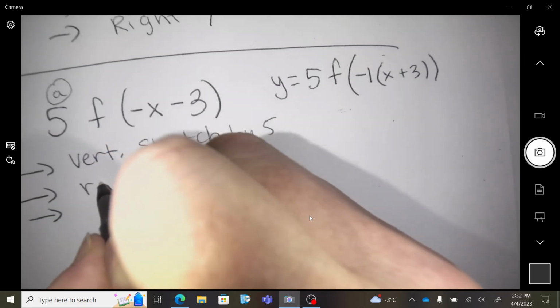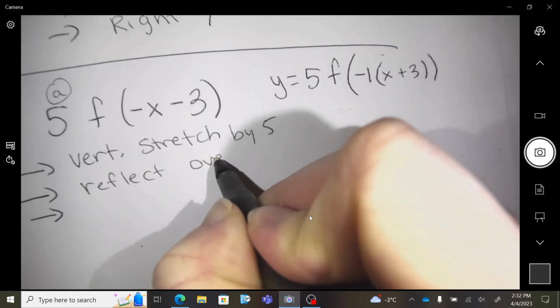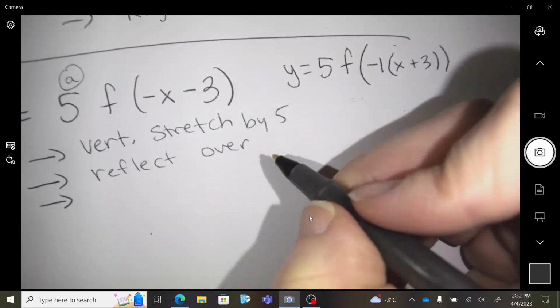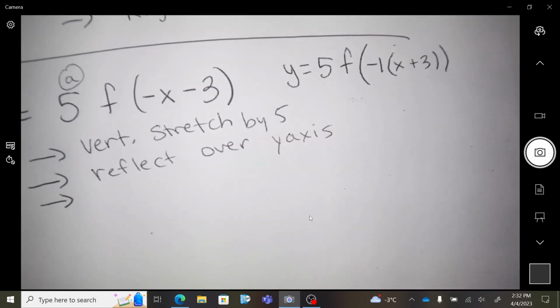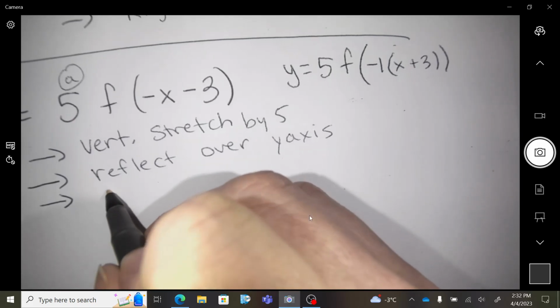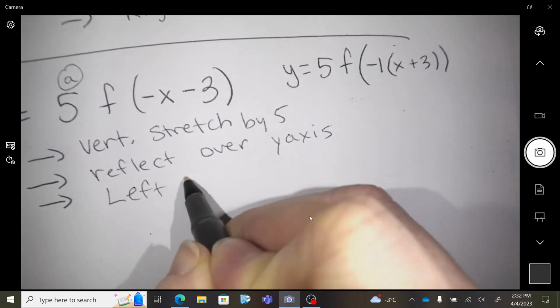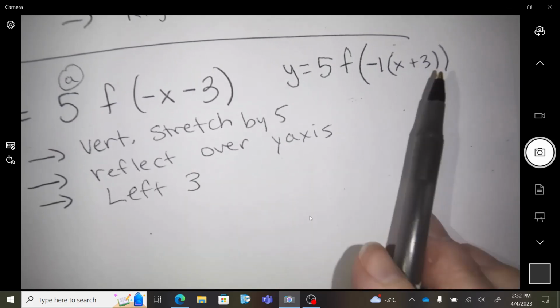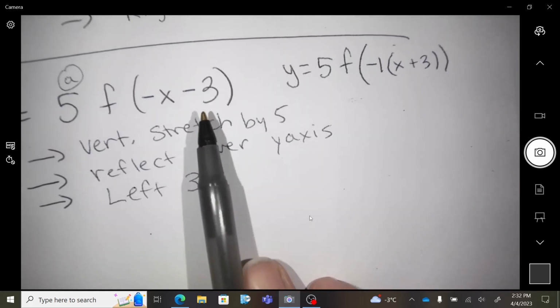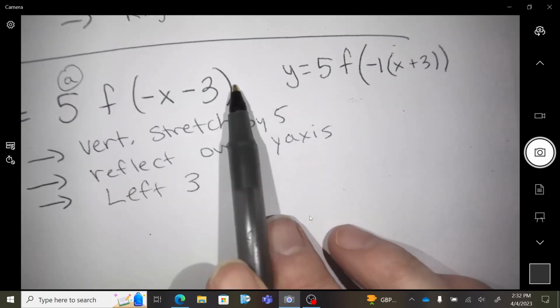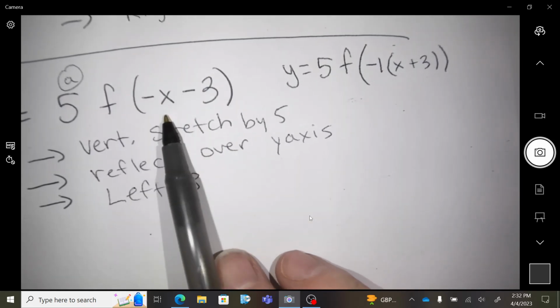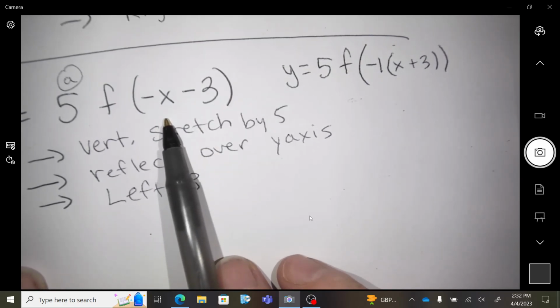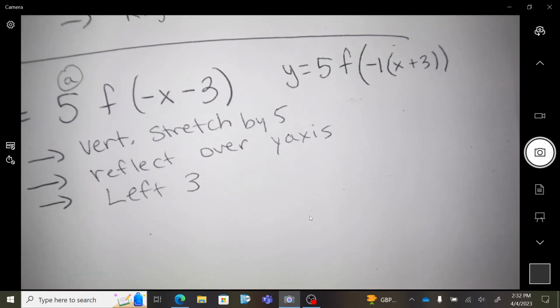So the negative is a reflect over what one? The y-axis. And then the last part, if I did trick you, you would have got that one wrong. It should be to the left, 3. Because if you forgot to factor it out, you would have written right 3. So the reflections are just for negative multipliers, negative A's or negative B's.